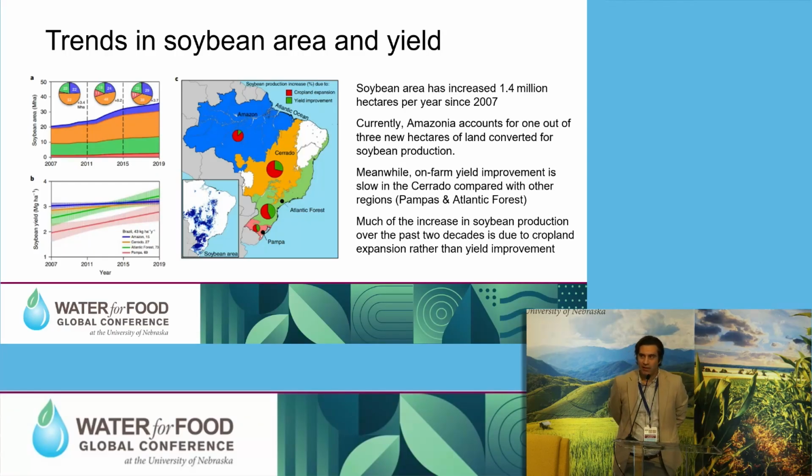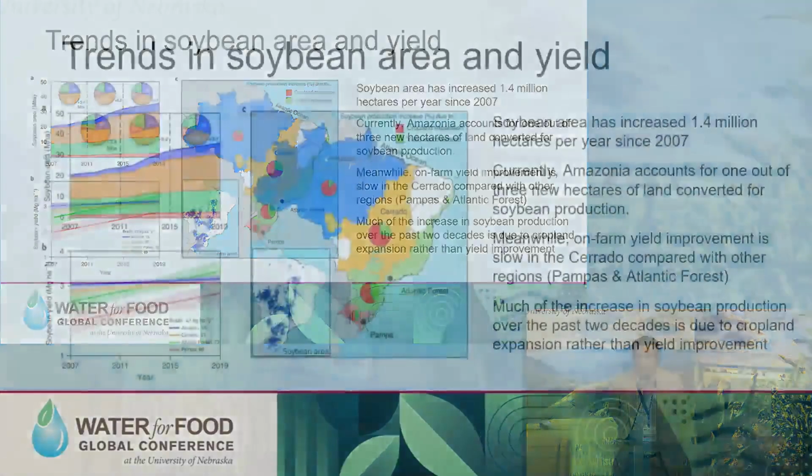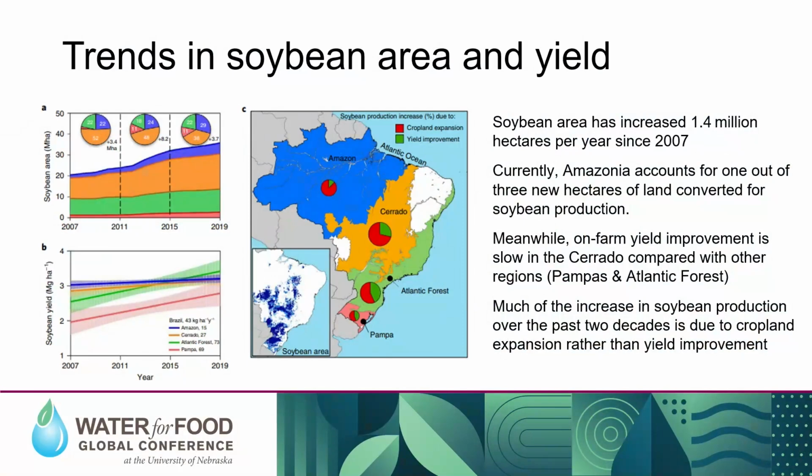And if we put yield improvement plus cropland area expansion together, we can try to understand how much of the overall crop production increase between 2007 and 2019 can be attributed to cropland expansion versus yield improvement. That's what is shown in the bigger panel C, where those pie charts show how much of the crop production is accounted for by cropland expansion and how much by yield improvement. You can see that in all cases, the red fraction of those pie charts is larger than the green fraction, which means that cropland expansion has been the main driver of crop production increase in Brazil, and comparably little has come from yield improvement.